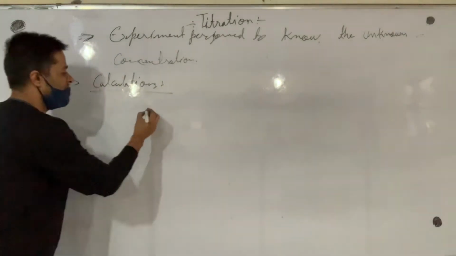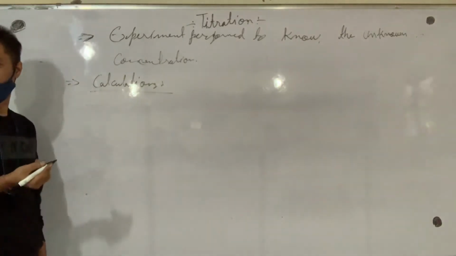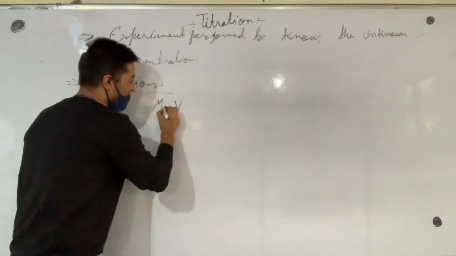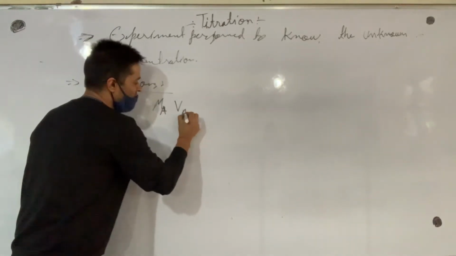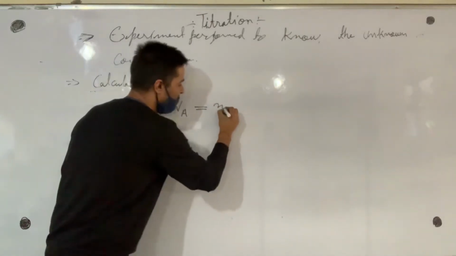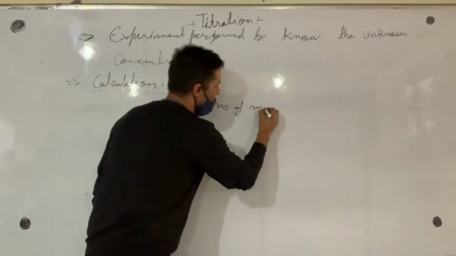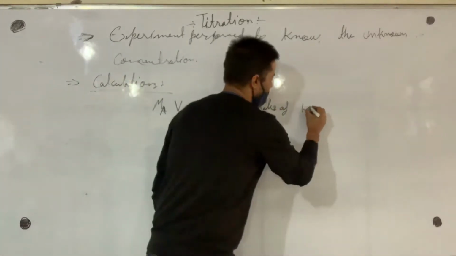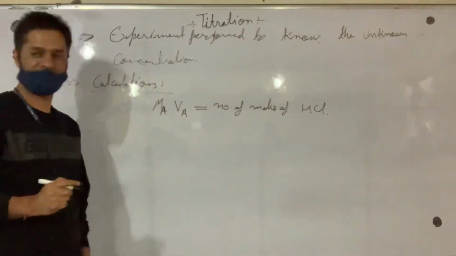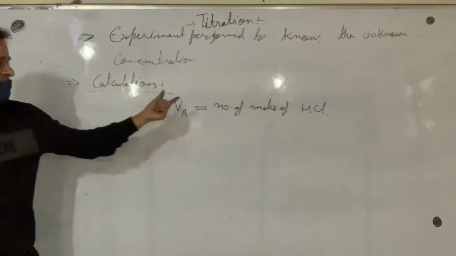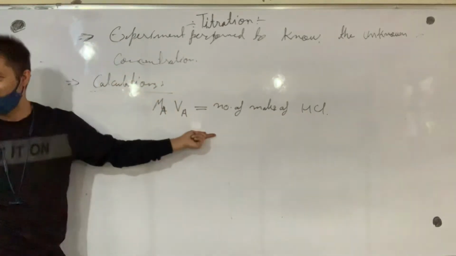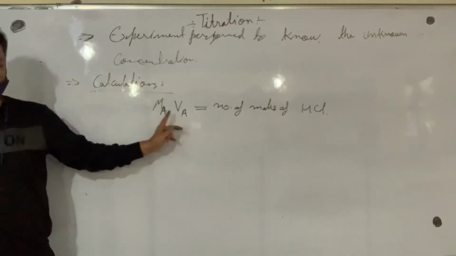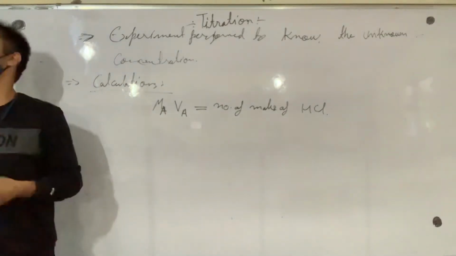So I will write what is molarity. MAVA is equal to number of moles of A, for acid. So what is molarity? Number of moles per unit volume. I just put this volume from here to here. Got it? So this MA is the molarity of HCl.